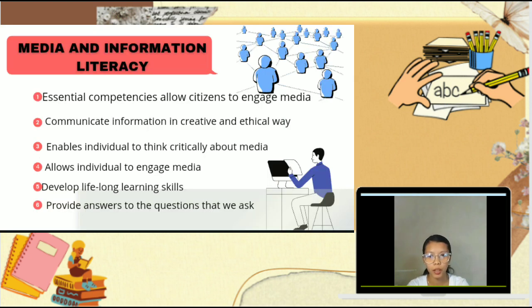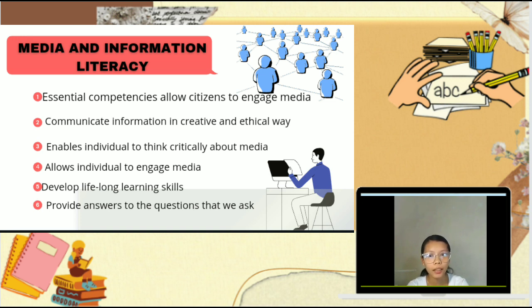So now let's go on to the topic, media and information literacy. It is an essential competence that allows citizens to engage with media and other information providers effectively and develop critical thinking. It is also to communicate information in a creative and ethical way.